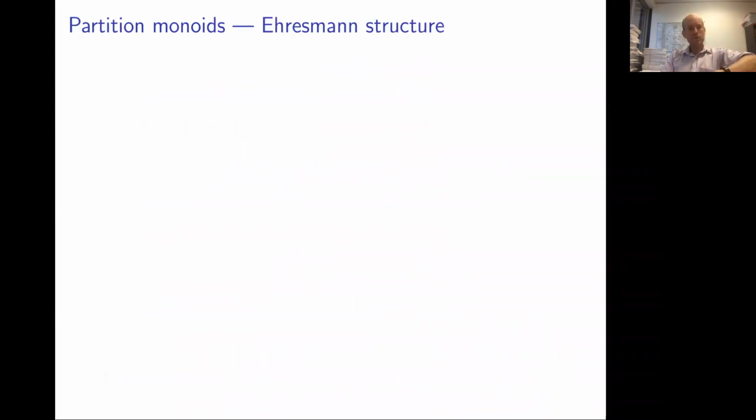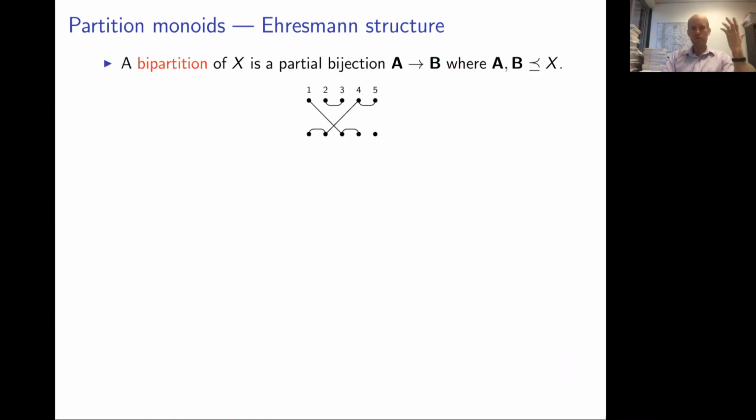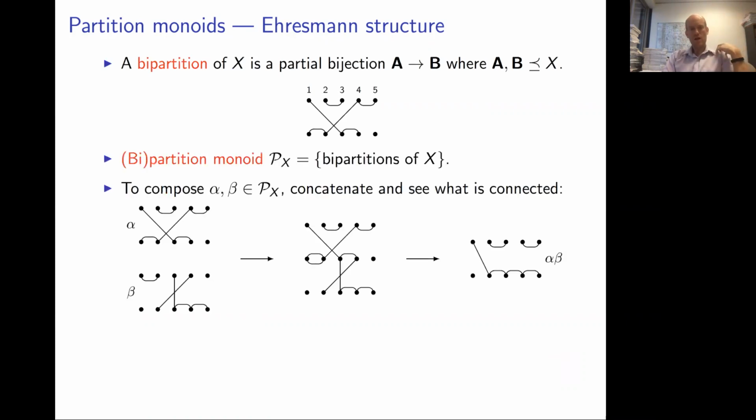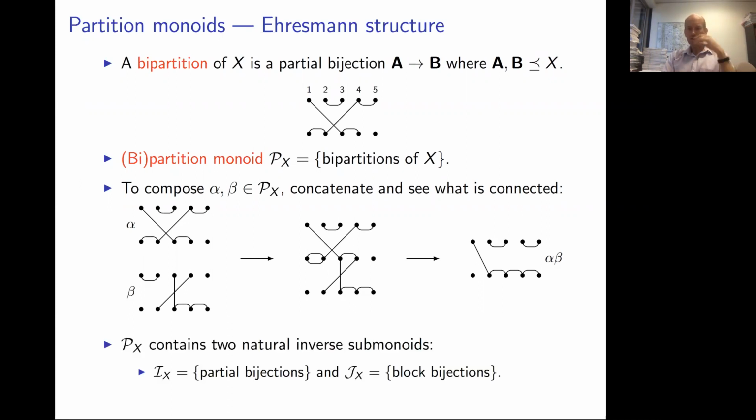So in the last couple of minutes, I'll try and explain what the Ehresmann structure is on the partition monoids. Partition monoids, remember, are these partial block bijections. We compose them by stacking them and then seeing what ends up connected. An example of a partial block bijection would be a block bijection, where every block is mapped to another block. Another would be the partial bijections, where the blocks are just singletons. So partial bijections and block bijections are special cases, and that means that the two inverse monoids discussed before, the symmetric and the dual symmetric inverse monoids, are contained in here.